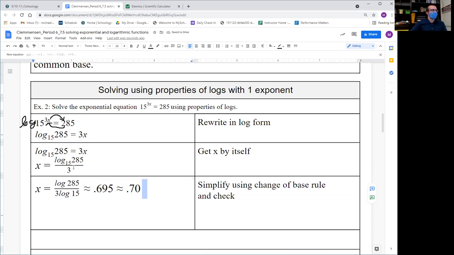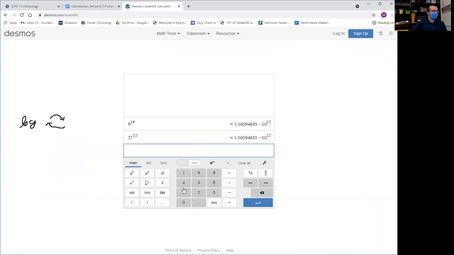Remember, my change of base formula says that if I have a log, like this one right here, I can change it so that they have the same base by taking the 285 on top and dividing by the 15 on bottom. That's my change of base property. Once I have that, I do some simplifying by plugging that into the calculator. I'm going to show that now.